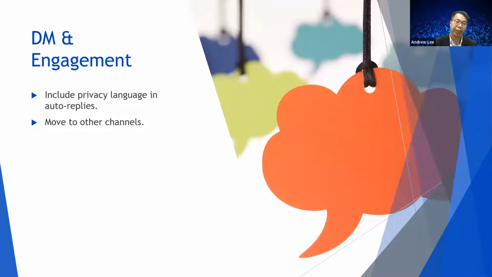And additionally, for social media DMs and engagement, I would include some privacy language in the auto replies that you send to people, just to give them a heads up about what their personal data is being used for. And as we know, social media channels aren't the most secure channels. Accounts are easily hacked through phishing efforts. So I would recommend moving the conversation to either email or phone call or other channels where possible when you're confirming some private details of the guest.